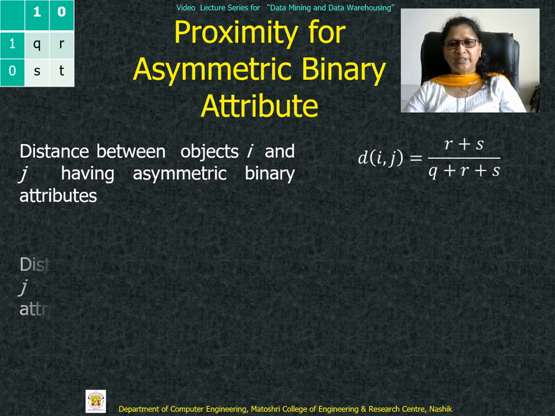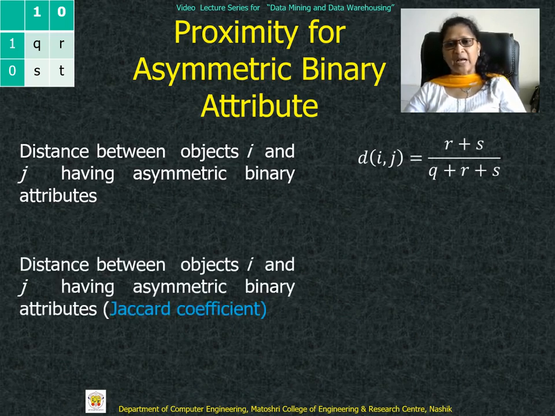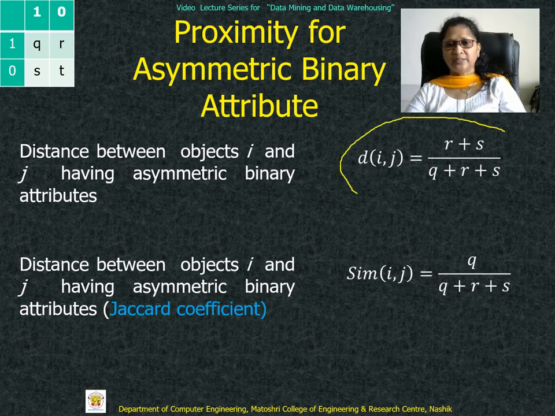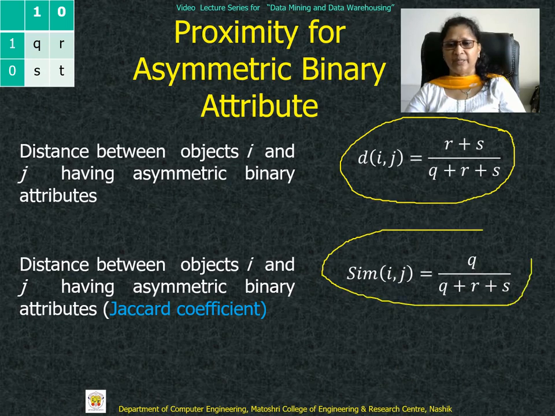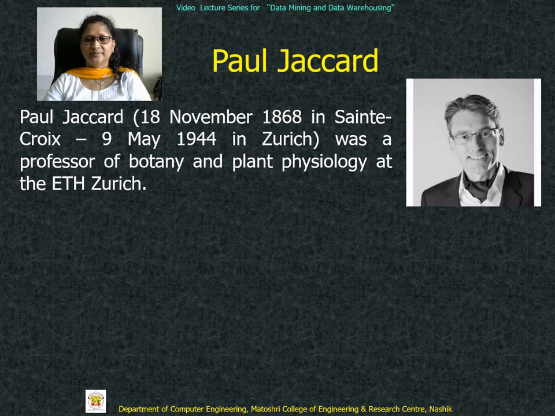So in brief, this is the proximity measure for asymmetric binary attributes. This is for computing distance between the two, that is dissimilarity, and this is for computing nearness between them, that is similarity, and this is nothing but the Jaccard coefficient. I spent some time reading about Paul Jaccard, by whose name we call this popularly used similarity measure the Jaccard similarity coefficient.